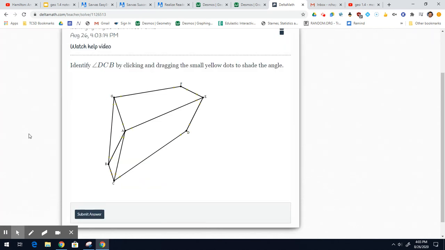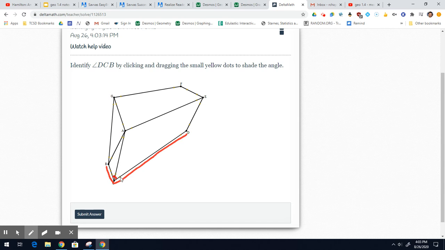Okay, next it says identify angle DCB by clicking and dragging the small yellow dots to shade the angle. So I'm going to bring out my drawing tools, and I first want to highlight where D, C, and B are. D is right here, C is here, and B is there. So I'm actually going to trace that. D, C, B. This is my angle. So I want my angle to be here. That's the angle I want, all the way from the side with D on it to the side with B on it.